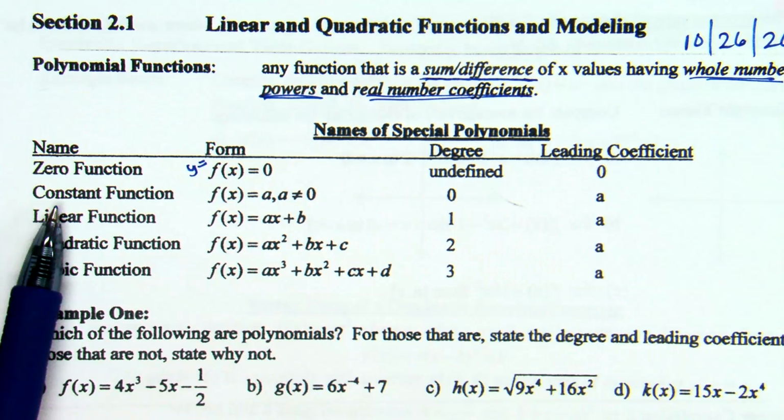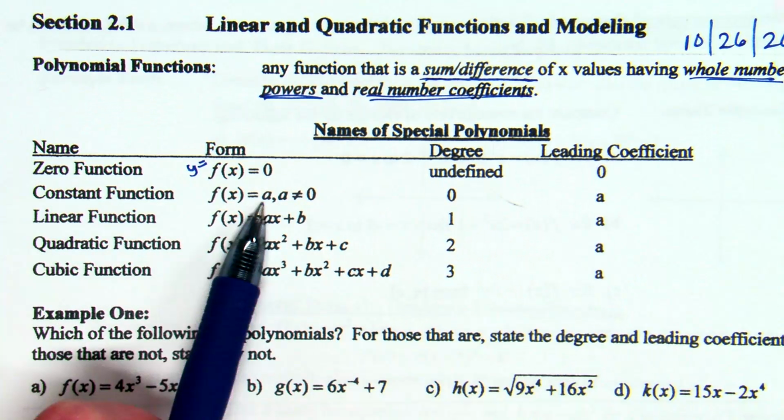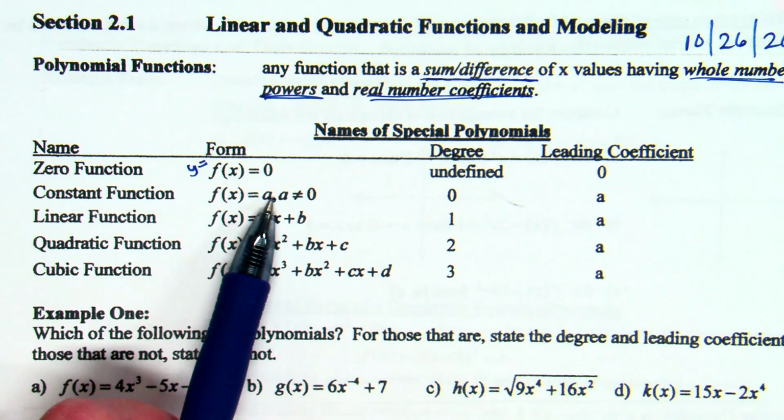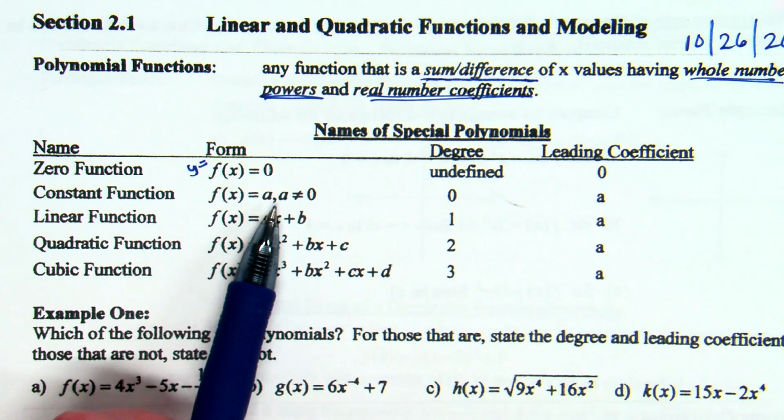A constant function. A constant function is where you have f of x or y equals a, where a is some number other than 0. So that could be y equals 1, y equals 3, y equals negative 5, whatever it is. That has a degree of 0 because this is x to what power right after that? If there's no x, it's x to the 0 power. So that means it has degree 0. The leading coefficient, what does it start with? A. The number out front is A.